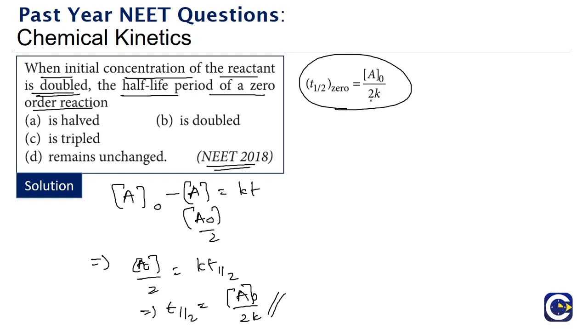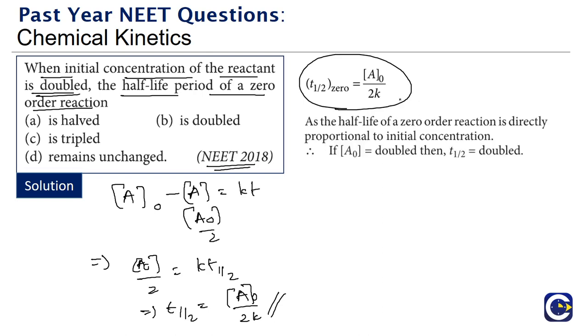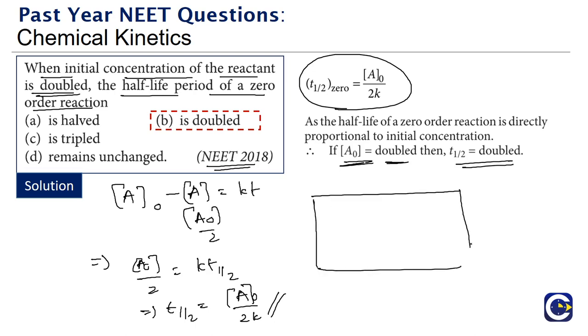Since T half is proportional to the A0 value, when A0 is doubled, that is, the initial concentration is doubled, which is the statement of the question, then the T half must also get doubled. So the correct answer is option B. In fact, for any general order reaction, because we are seeing the zero order, first order and second order, the T half value will be proportional to A0 power 1 minus n, where n is the order.